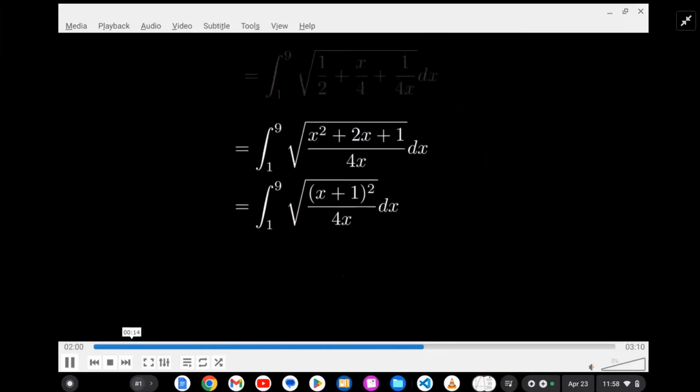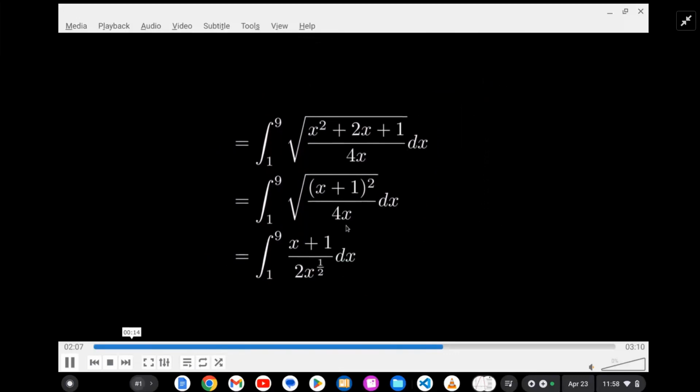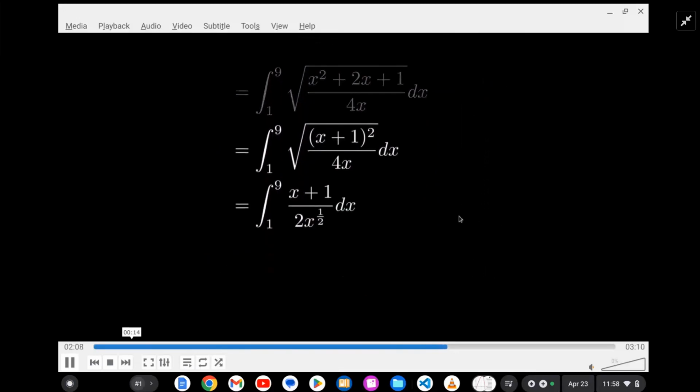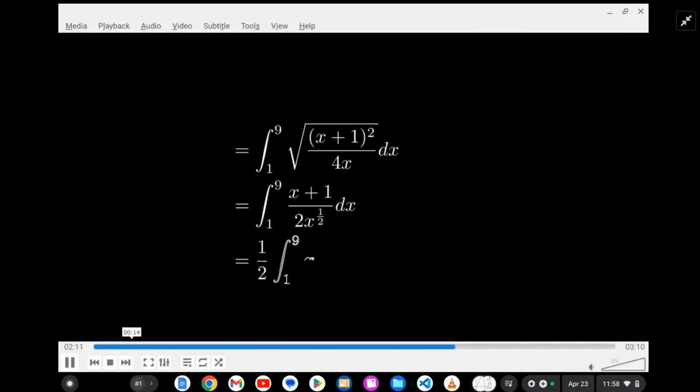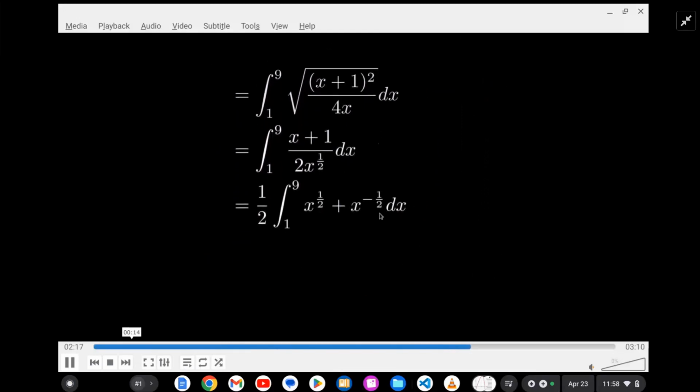Now we're going to take the square root of everything, which gives us x plus 1 in the numerator, 2 square root of x in the denominator, and then we can integrate this. First, I'm going to take the 1/2 outside, and we split it into 2 separate pieces. There should be brackets around those, by the way.